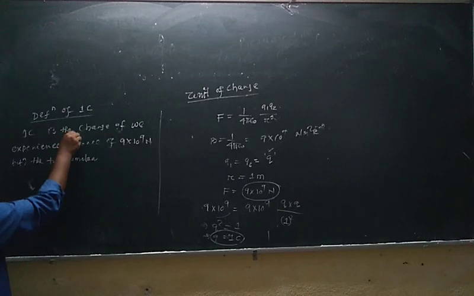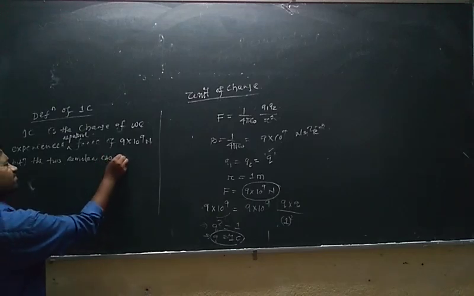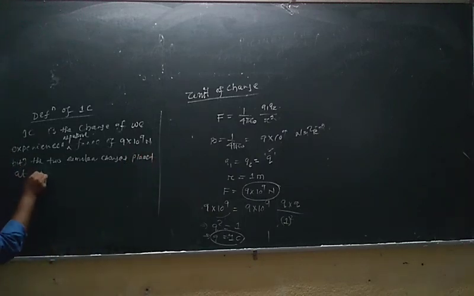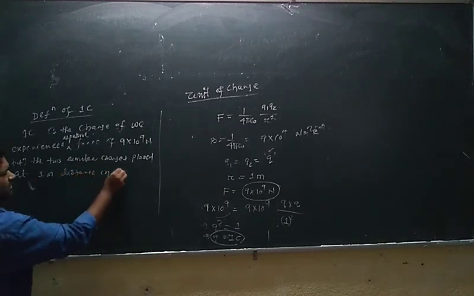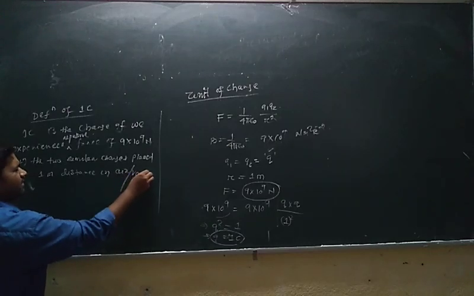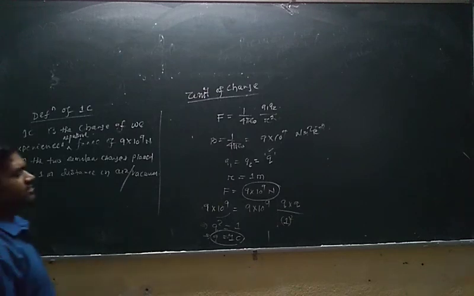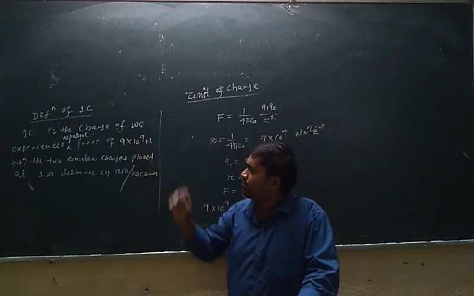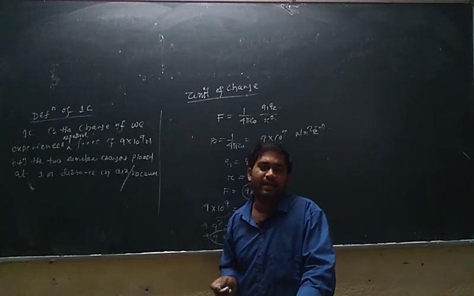Experience a repulsive force of 9 into 10 to the power 9 between two similar charges placed at 1 meter distance, in air or that is vacuum. Okay, so 1 coulomb is the charge if we experience a repulsive force of 9 into 10 to the power 9 Newton between two similar charges placed at a 1 meter distance in air or vacuum.